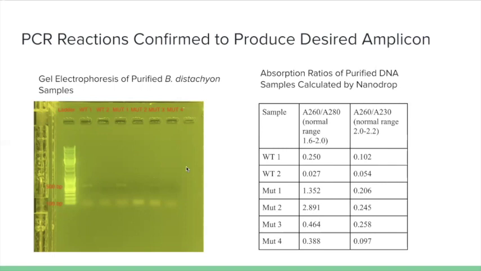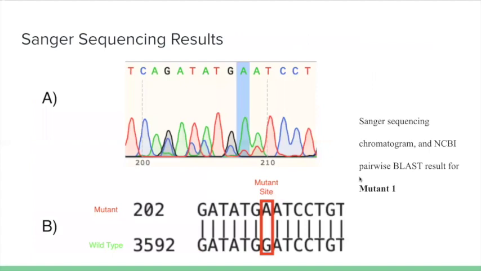Nanodrop data was collected from the purified DNA samples, and the majority of the samples had very low absorption ratios, indicating large amounts of contamination. So using these purified DNA samples, our next step was to determine where the location of our mutant site was within our mutant strains. To do this, we first did a Sanger sequencing of all of our mutants.